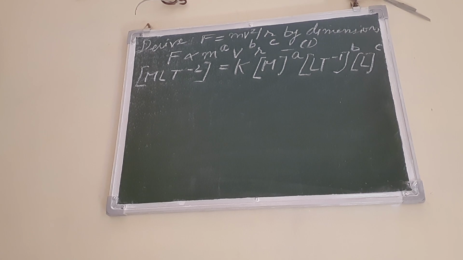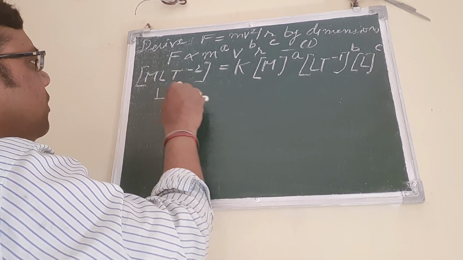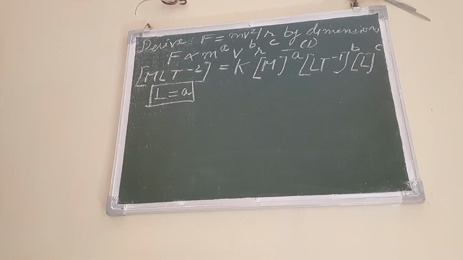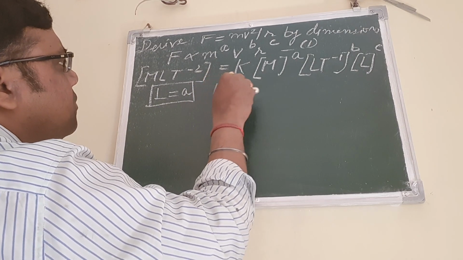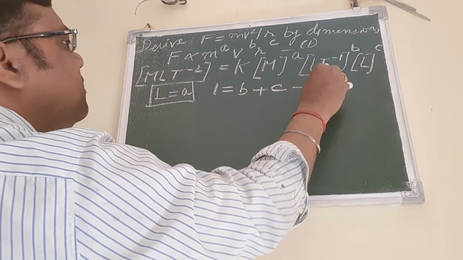So now comparing the powers of M, L and T on both sides. So 1 is equal to a. So the value of the constant a is 1. Similarly, comparing the powers of L, so 1 is equal to b plus c. This is our second equation.